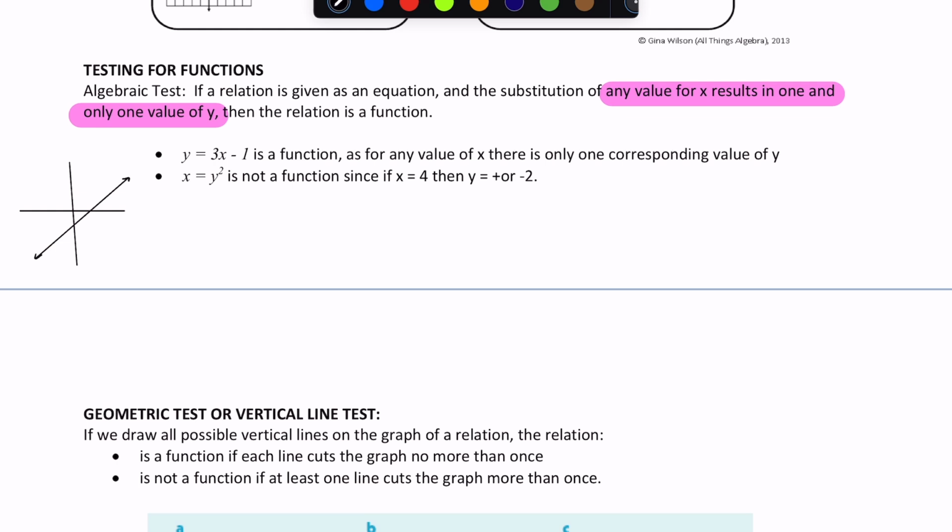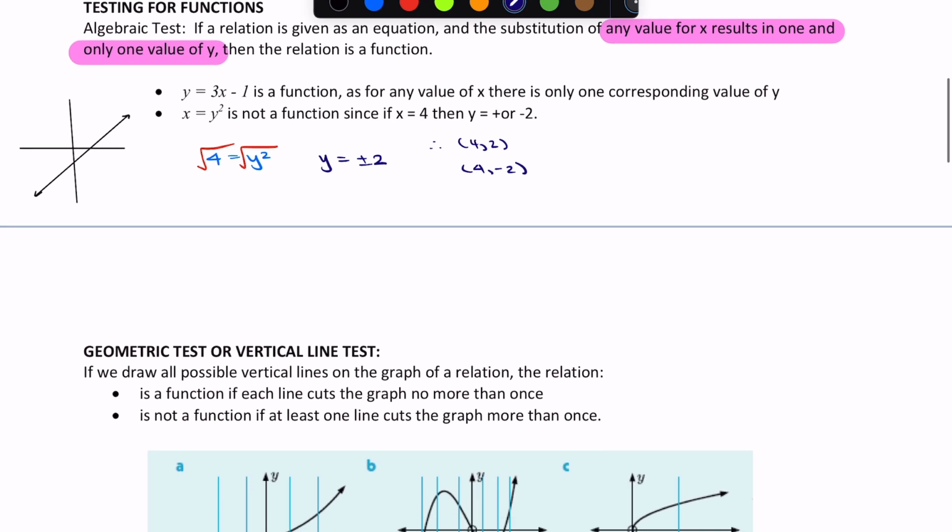Here we have x = y² is not a function, since if x is equal to 4, then y is equal to plus or minus 2. So if we show that, 4 = y². If we square root both sides, we see that y would be equal to plus or minus 2. And therefore, there are points at (4, 2) and (4, -2). And so for any value of x, there's not just one value of y, there are two values of y in this situation.